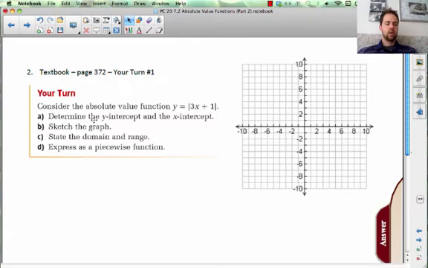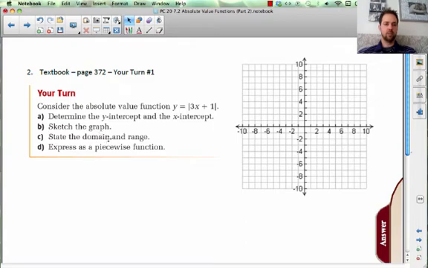Okay. Here is your turn for you to go ahead and give a try. So determine your y-intercept by making x 0. Determine your x-intercept by making y 0 and solving. Sketch the graph. Now remember, this is just like a line, but wherever it would be negative, it just gets reflected in the x-axis, and those all become positive. So we don't have anything below the x-axis in this absolute value function.